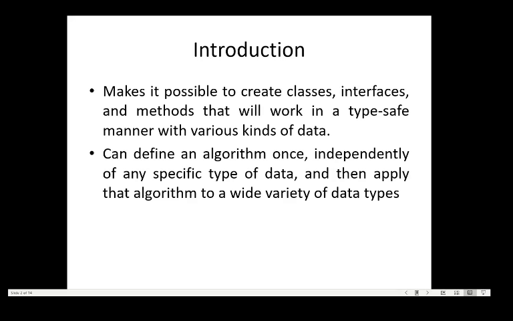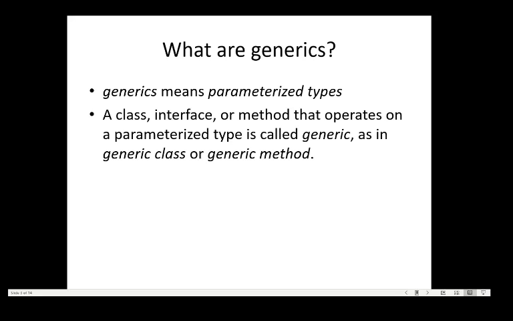This allows us to define an algorithm once, independent of any specific type of data, and then this algorithm can be applied to a wide variety of data types. This is possible through generics. Generics also means parameterized types. The type is given as a parameter to the algorithm. So if you give integer, the algorithm will work with integer. If you give character, it will work with character, and so on.